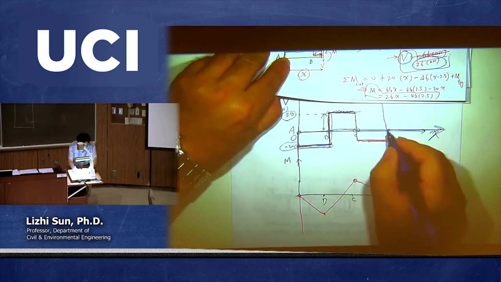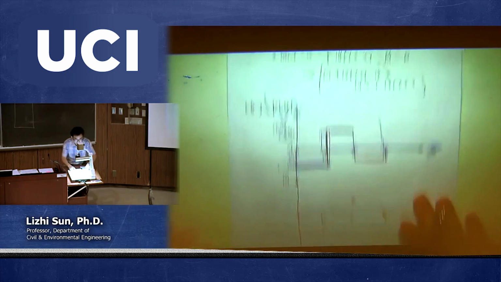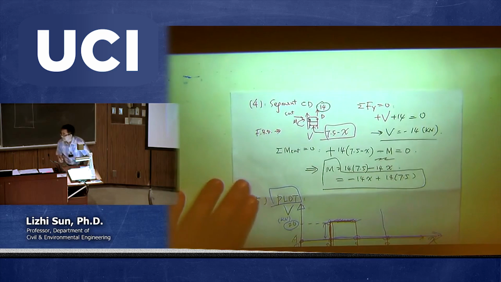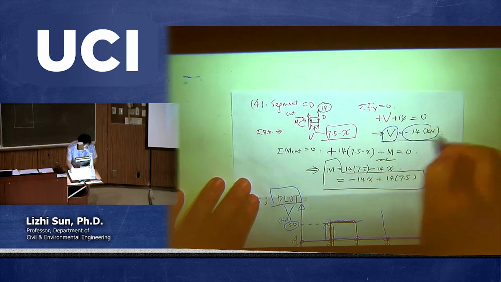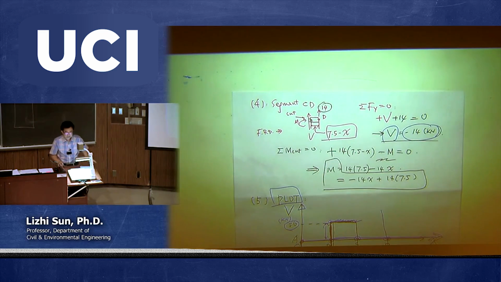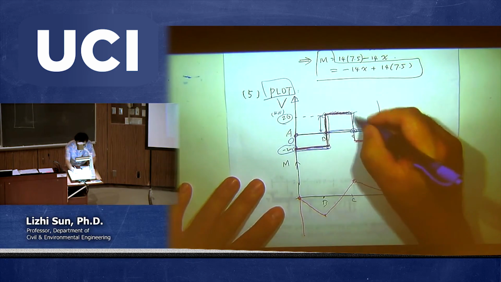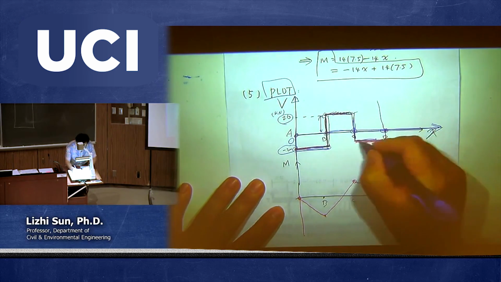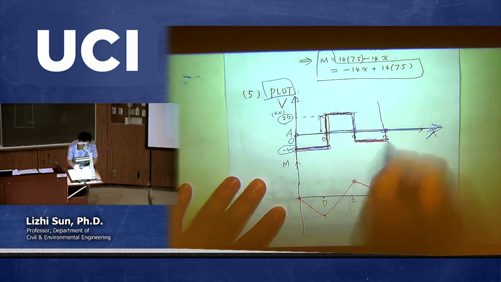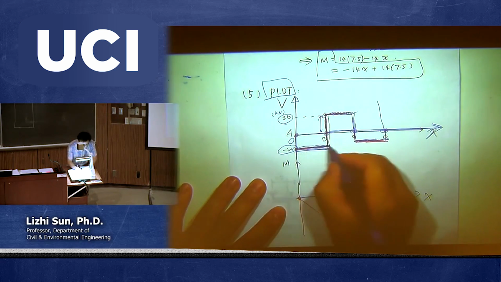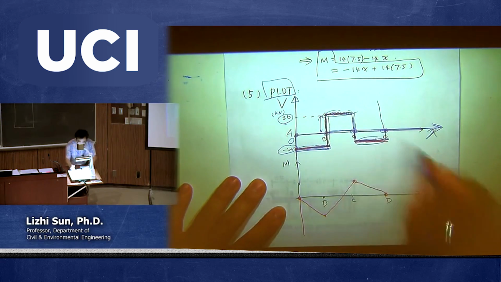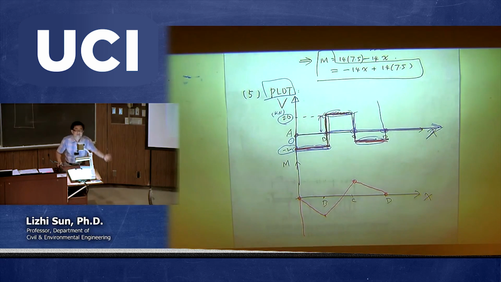The last step, between C and D, we need to go back to look at this step. So this step shows shear is equal to -14. If -14, then you need to move down to be -14, and then you plot this one. So this, and this are the results based on the previous step.